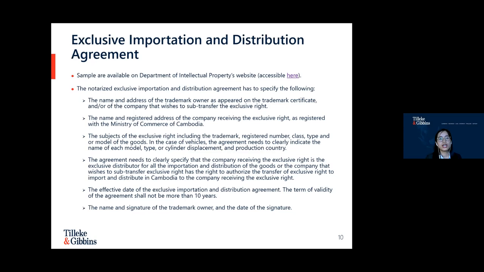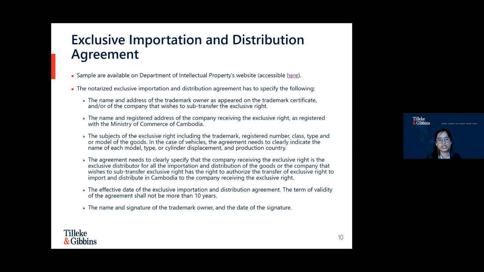The subject of the exclusive right, including the trademark, the registration number of the trademark, class, type, and or model of the goods. In case of a vehicle, I mean, if the subject good is a vehicle, the agreement needs to clearly indicate the name of each model, type, or cylinder displacement and production country.